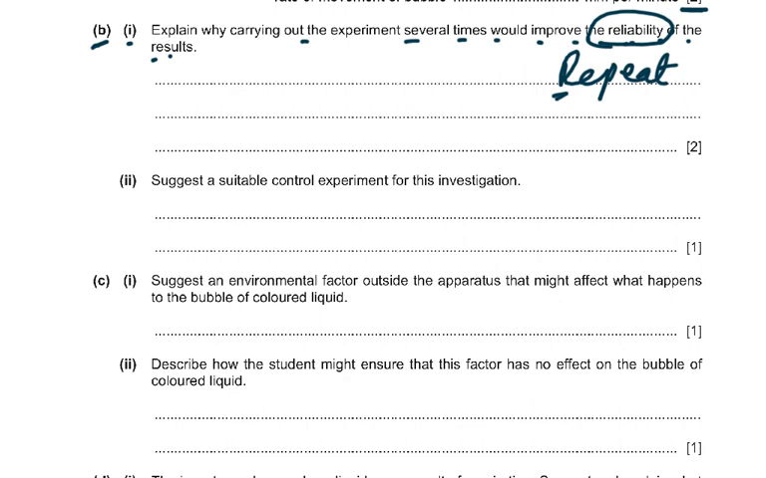So why do we repeat the experiment? It says why doing the experiment several times would improve the reliability. The main thing is that then you can calculate the mean. When you have 5 readings or 3 readings or several readings, then it allows the mean to be calculated.